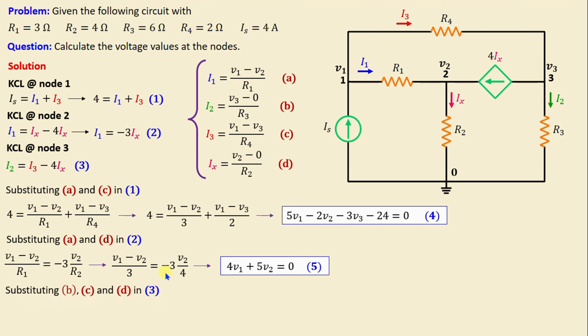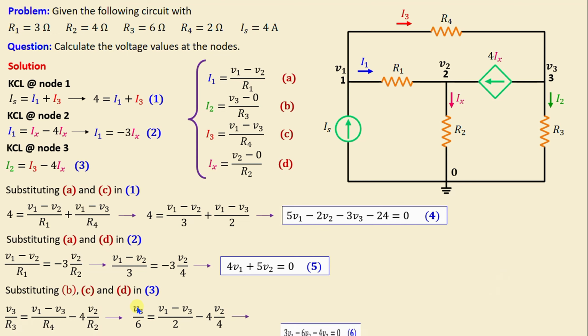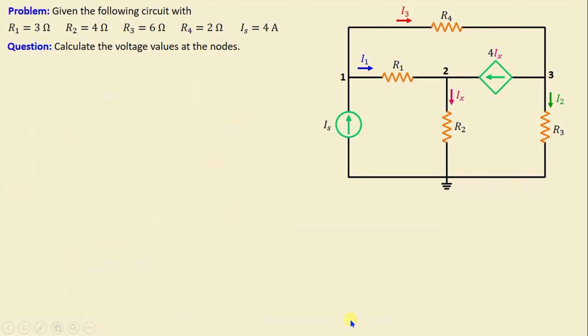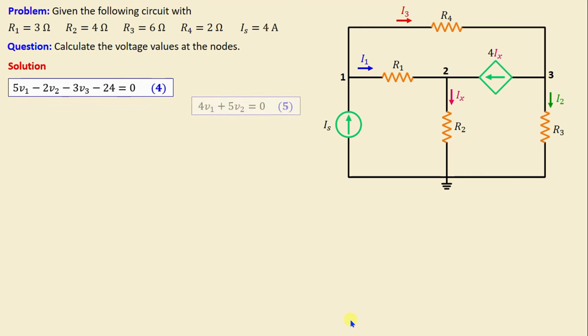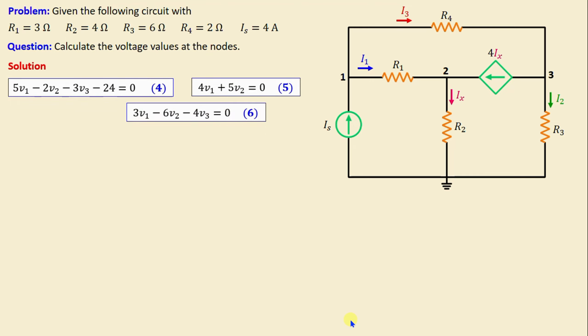Let's move on now by substituting B, C, and D in 3. We obtain V3 over R3 is equal to V1 minus V3 over R4 minus 4V2 over R2. By replacing the resistors with their numerical values, we obtain this expression. And if we continue simplifying this equation, we obtain 3V1 minus 6V2 minus 4V3 is equal to 0. After we finish applying the nodal analysis method, we obtain 3 equations with the 3 unknowns.